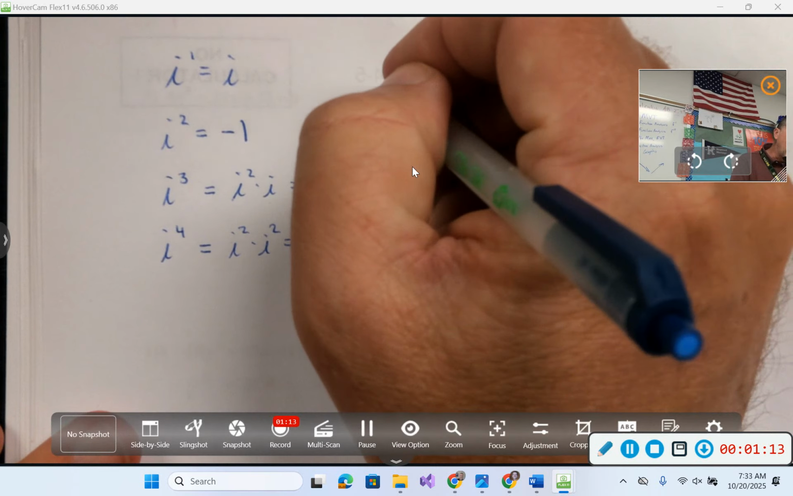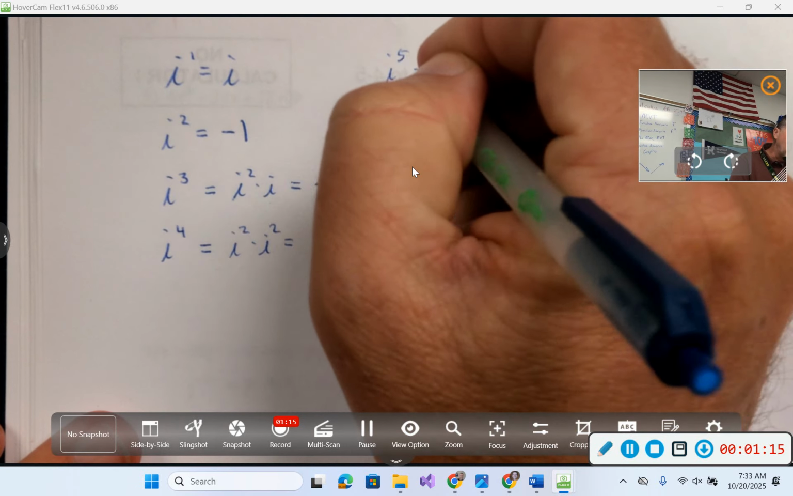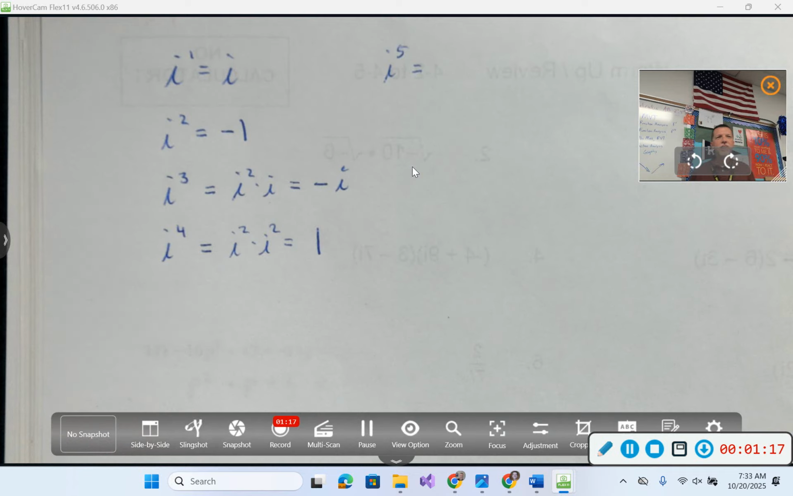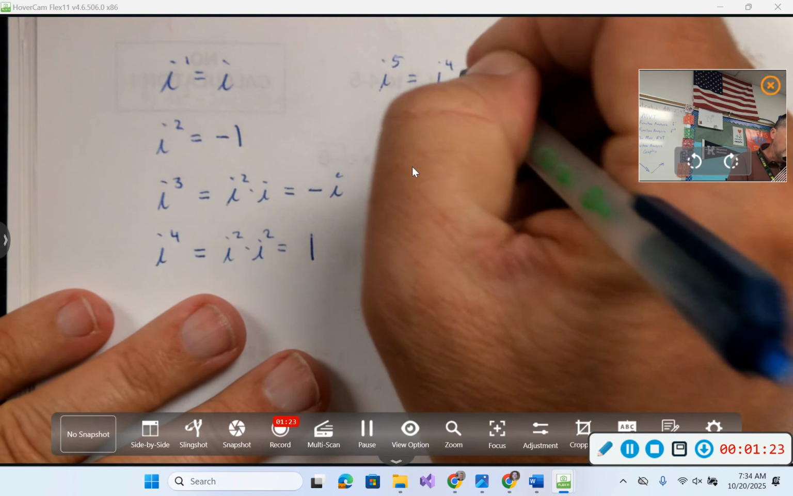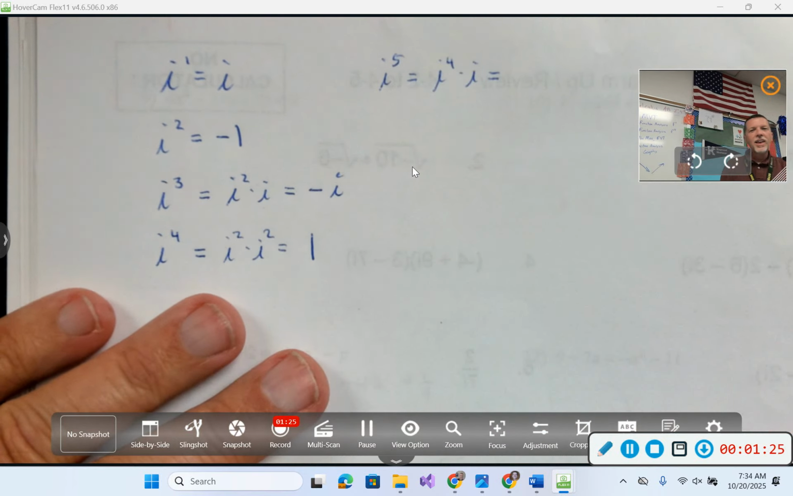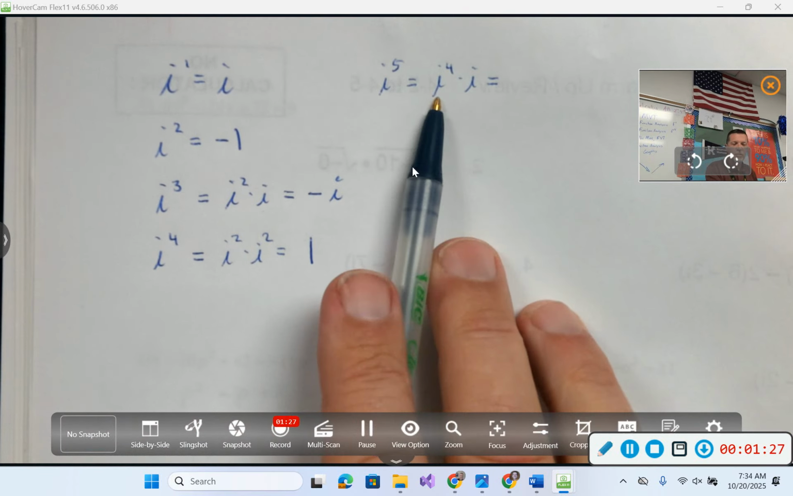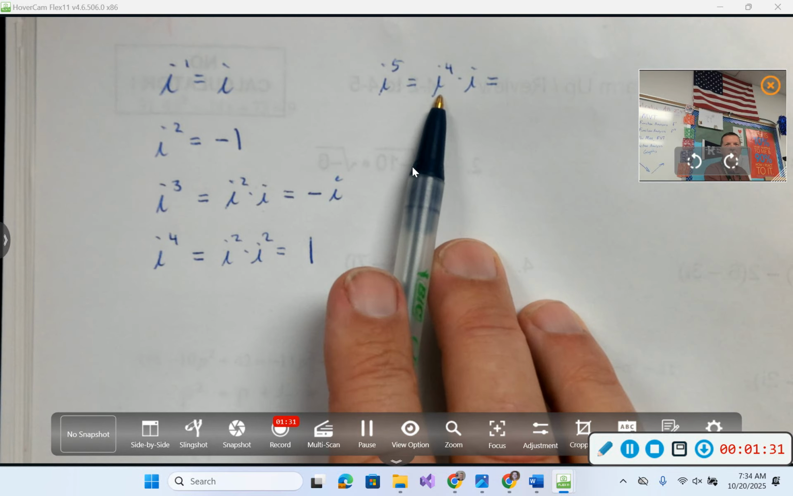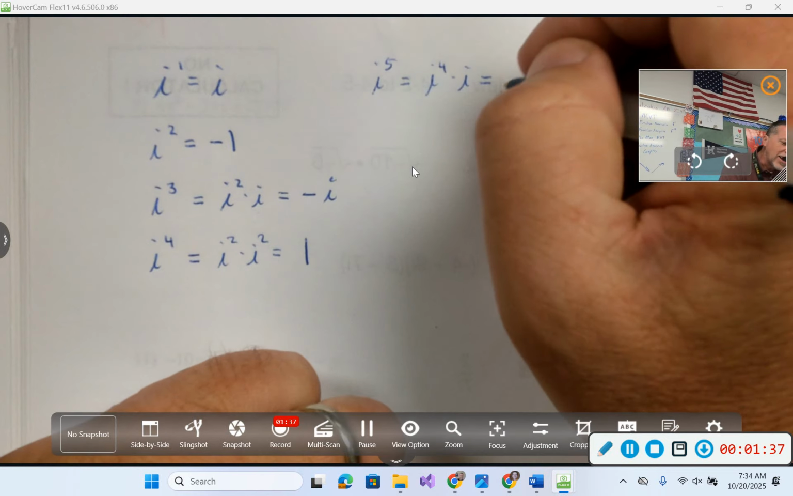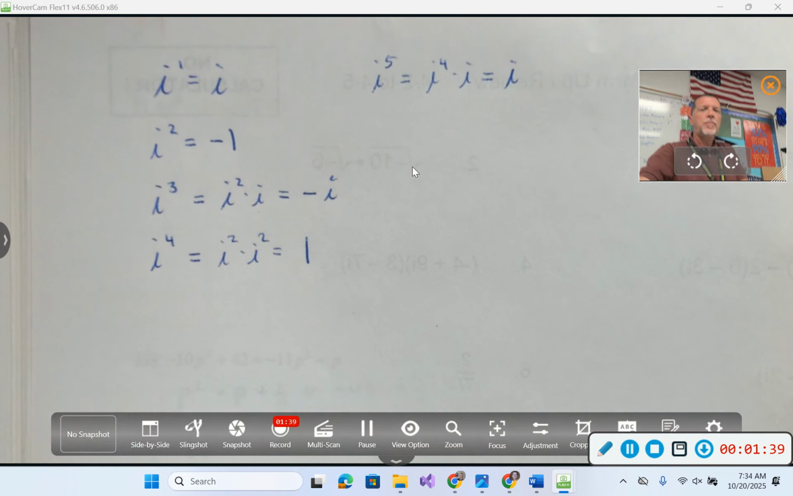What about i to the fifth? And watch where I put i to the fifth. We could rewrite i to the fifth as i to the fourth times i. Well, we could write it a bunch of different ways, but why would I pick to split it up with the i to the fourth? Because i to the fourth is 1, so that's going to make this easy. So i to the fifth is just i.